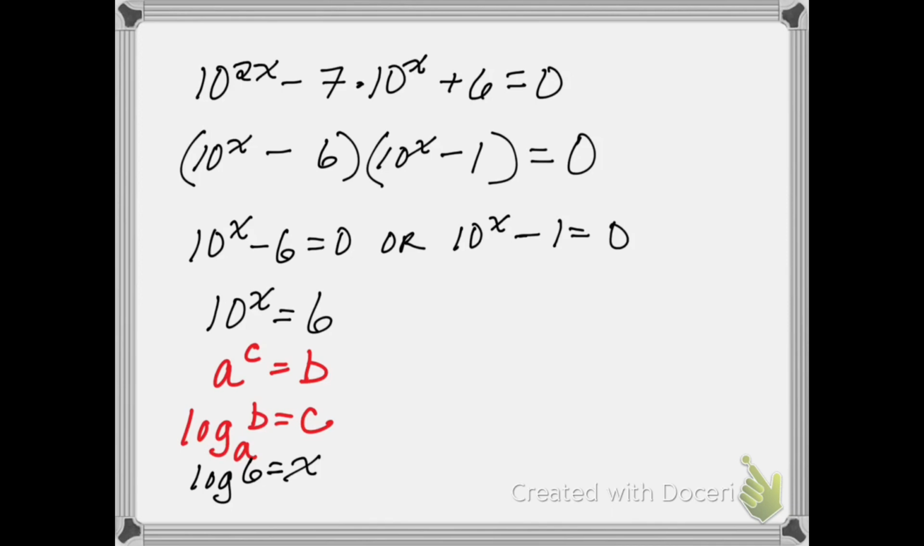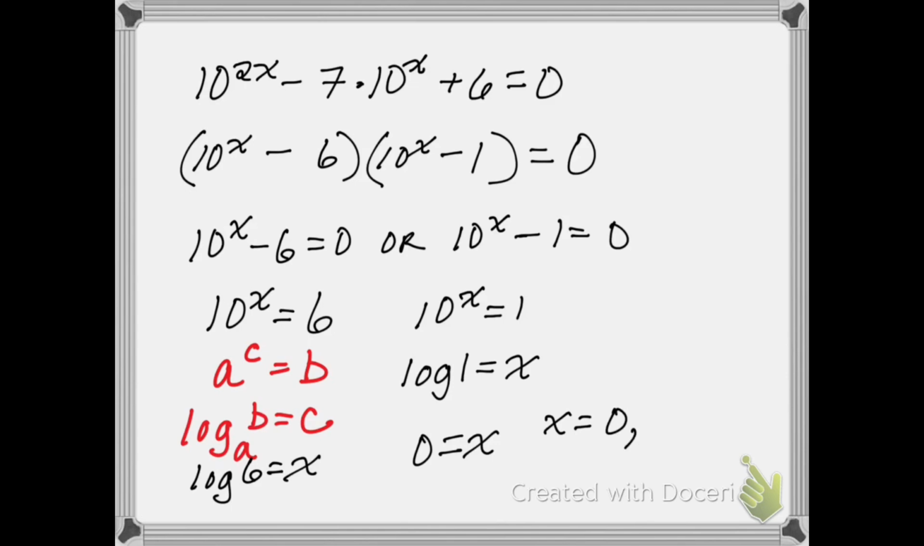For the other equation over here, 10 to the x equals 1, and I'll convert that to log form. Log base 10 of 1 is equal to x. Maybe you know that the log to any base of 1, regardless of what my base is, this of course is base 10, is going to be equal to 0. So I actually have 0 is equal to x. So my solution here is x equals 0 and x equals log 6.